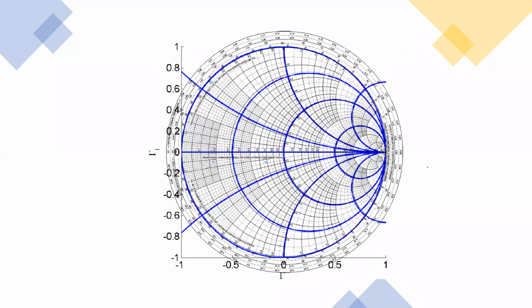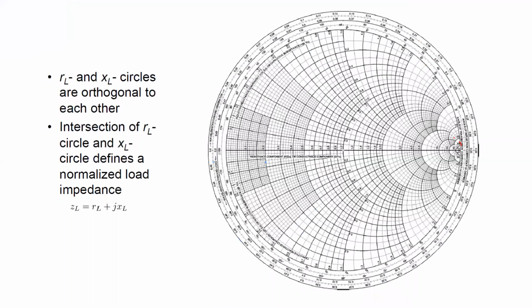In the graph, it is these circles that you're observing. These are the resistance circles. These are also resistance circles. You start from this point and keep on moving, and you get all the resistance circles. This one is the resistance circle, which is the bigger one. So these are the resistance circles which we can observe in the Smith chart.